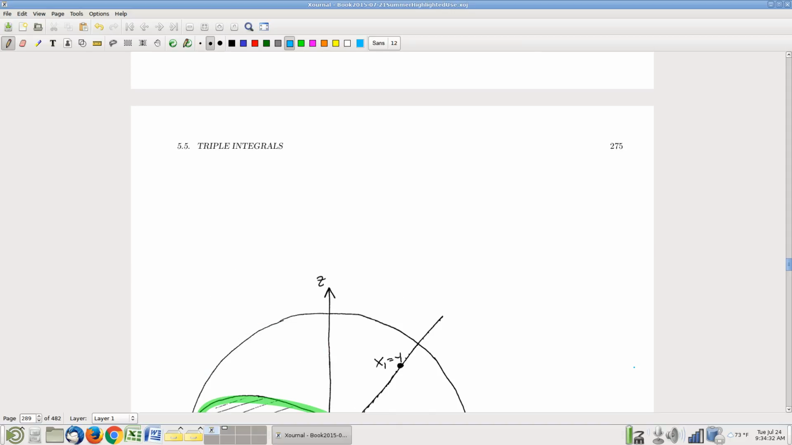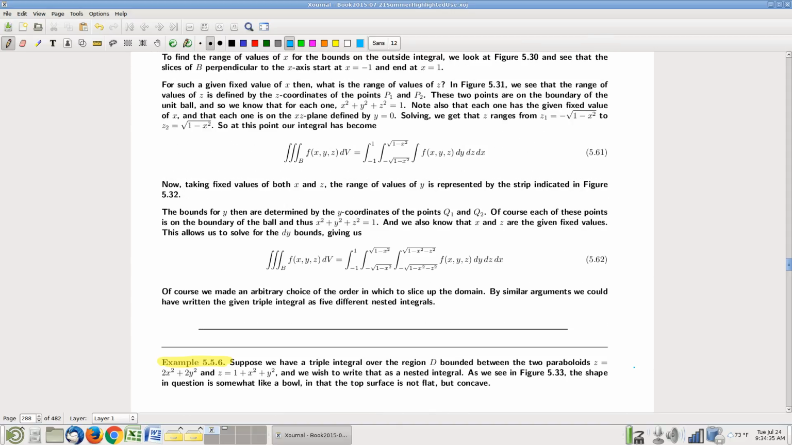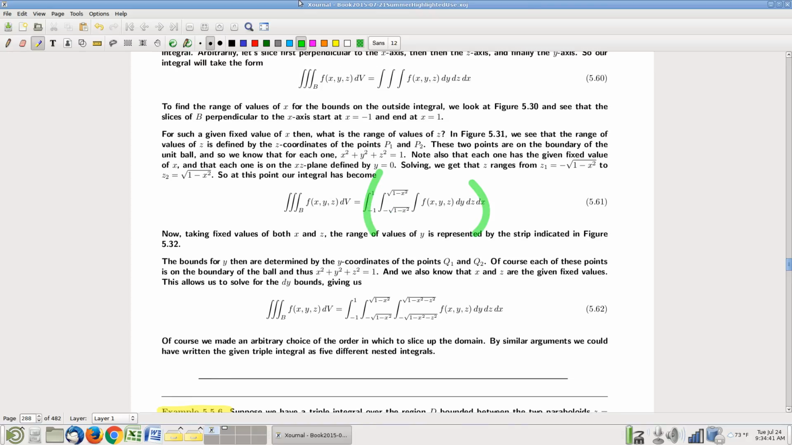That goes back to our bounds here. Remember, we've already agreed that x goes from -1 to 1. And now I'll zoom in so we can see what's going on here.